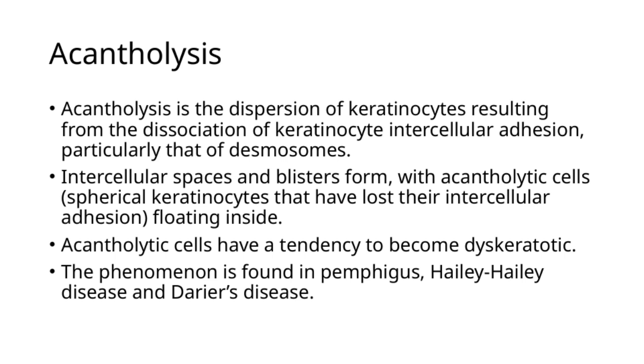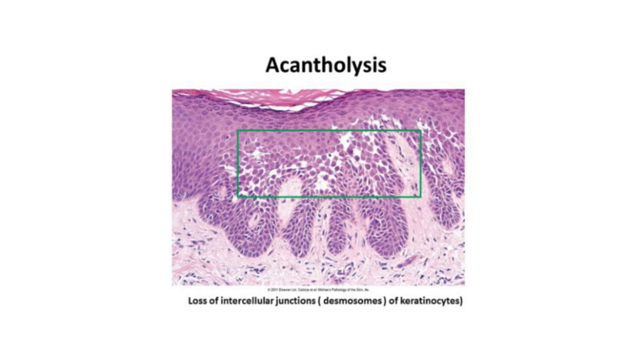An important point to remember is that these acantholytic cells tend to become dyskeratotic, meaning they start to show abnormal keratinization, which is often seen in certain skin diseases. This phenomenon, acantholysis, is characteristic of several conditions, including pemphigus, Hailey-Hailey disease, and Darier's disease. Understanding acantholysis helps us grasp the underlying mechanisms of these blistering and dyskeratotic disorders, which is central to our overall exploration of skin pathology.